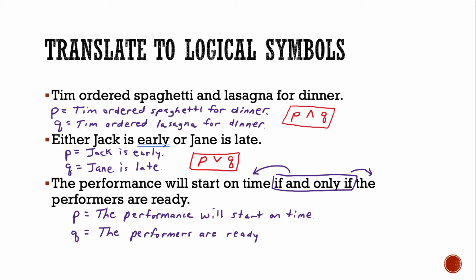Once we've identified what the P and the Q are, we're ready to translate. So as I read the statement, the performance will start on time. That's going to be the P. If and only if, remember that's your double arrow, the performers are ready, and so that's the Q.